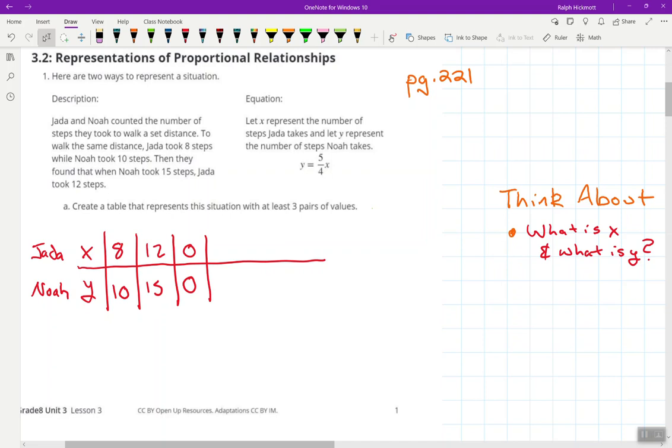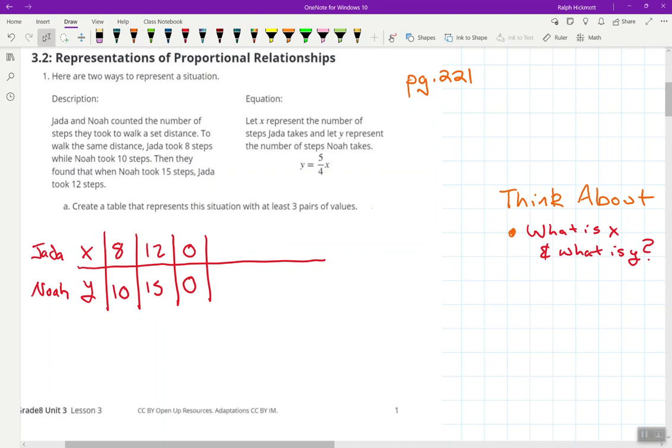Okay? So with that being said, I'm going to read this situation. Please make sure you catch up and write what you see on the board. Feel free to pause the video at any point. So here we go. Jada and Noah counted the number of steps they took to walk a set distance. To walk the same distance, Jada took 8 steps while Noah took 10 steps. Then they found out that when Noah took 15 steps, Jada took 12 steps.